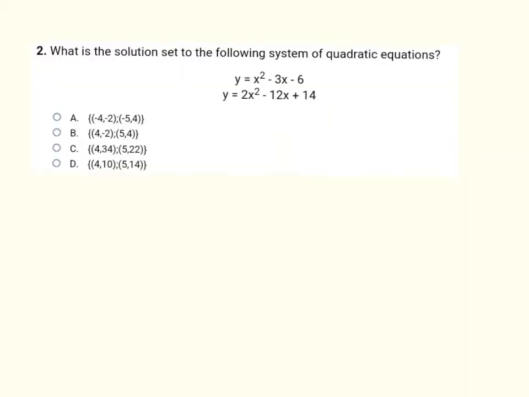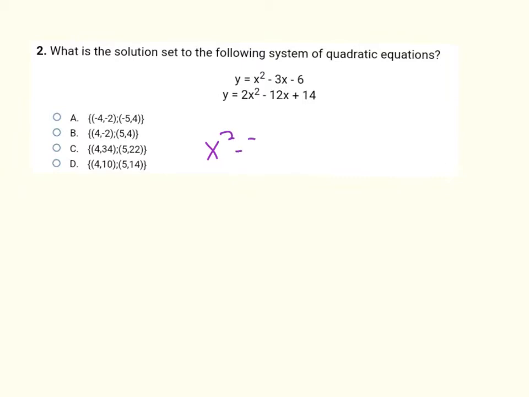So here they're asking us to actually solve the quadratics. One thing that you could do is graph these and then see where they intersect, and those 2 points, whatever they are, would be your answer. If you need to do it algebraically, though, both of these are already set equal to y. So since they're equal to the same thing, they're also equal to each other.